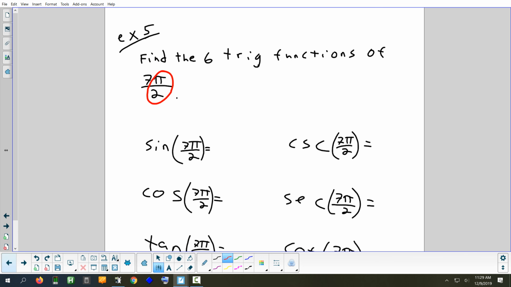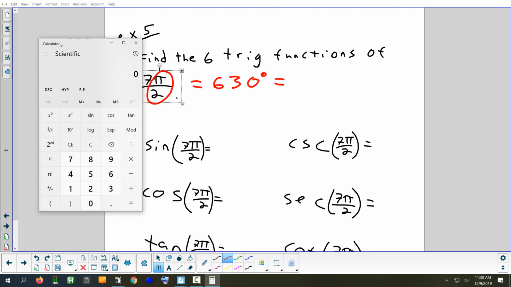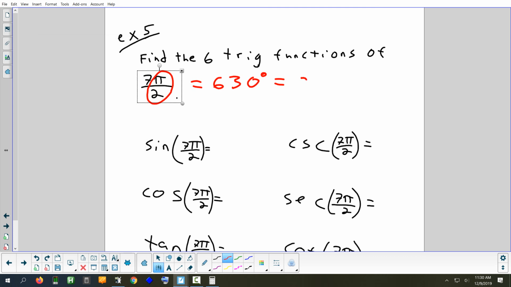Yeah? 90. What's 90 times 7? Yep, 630. I don't like that angle. It's too big. I gave you guys a trick last time. If you get an angle that's too big, you can do something to it to make it smaller. What can you do to 630 degrees to make it smaller? But it won't mess up the answer if you do this. Yep, exactly. You can subtract 360. And that's 270 degrees.